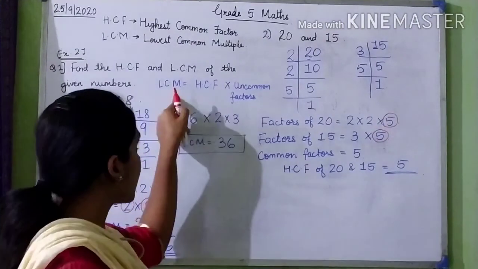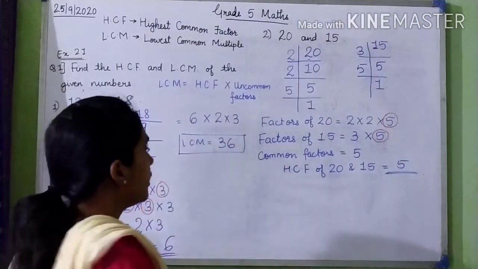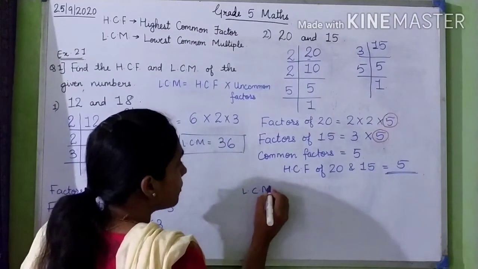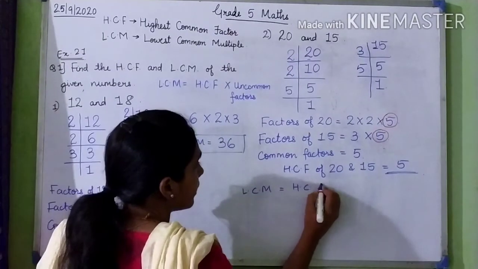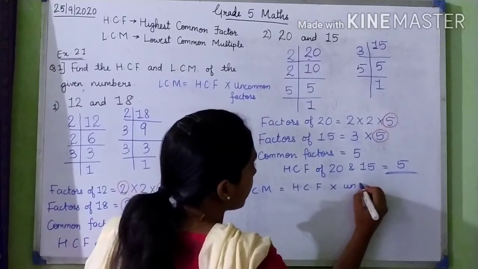So this is our HCF. Now we find the LCM. By which formula? This formula. The LCM will be equal to the HCF multiplied by the uncommon factors.